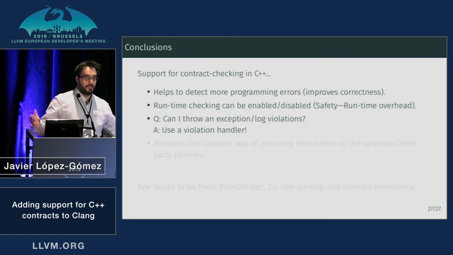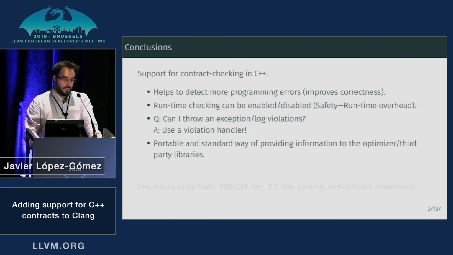The question: instead of aborting the program, can I throw an exception or log violations? Yes, you can. Use a custom violation handler and you're done. And this is a portable and standard way of providing additional information to the compiler or part of the compiler, such as the optimizer or third-party utilities.